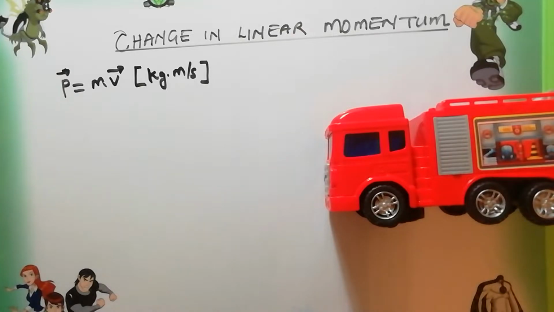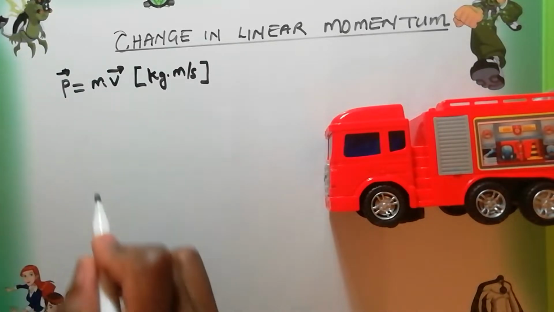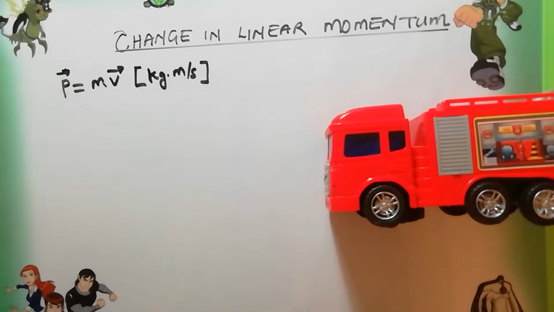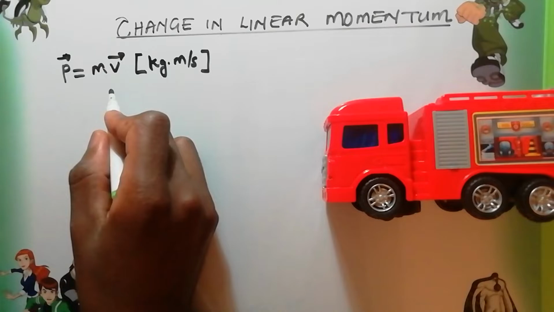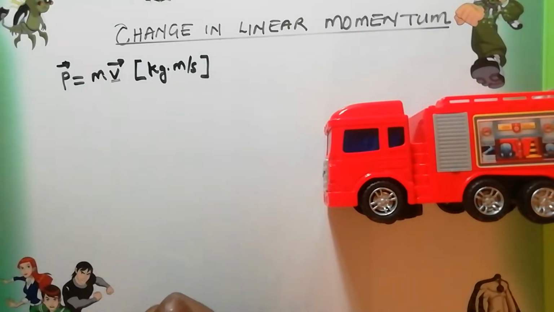Why? Because when we investigate the relationship between two variables, one of the variables must be kept constant. And what will be that variable? In this case, mass will be kept constant. So hence, the topic of today is change in linear momentum. So what determines this change in linear momentum of an object? In this case it is the velocity. So when we change the velocity, the momentum of the object will change.